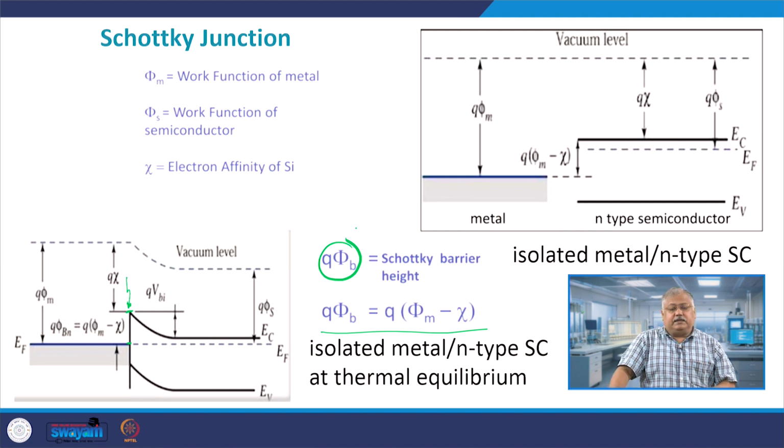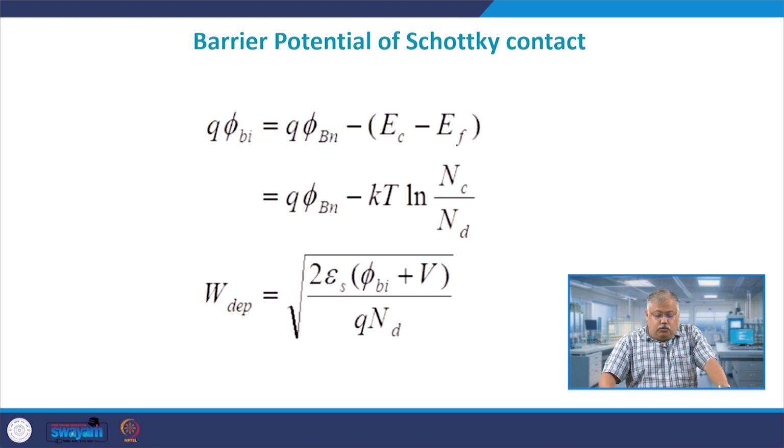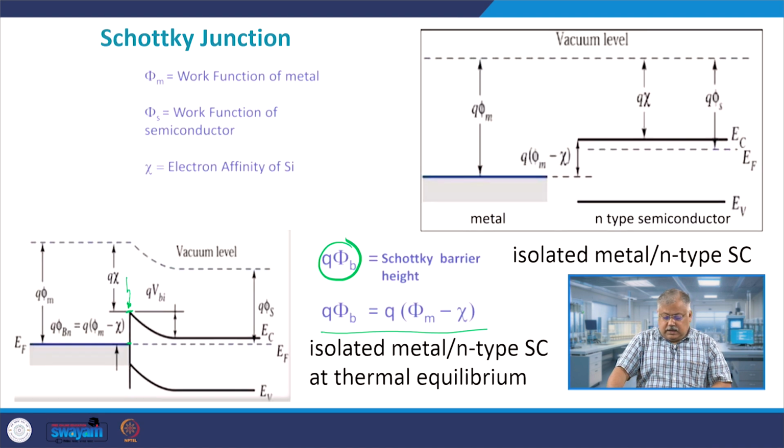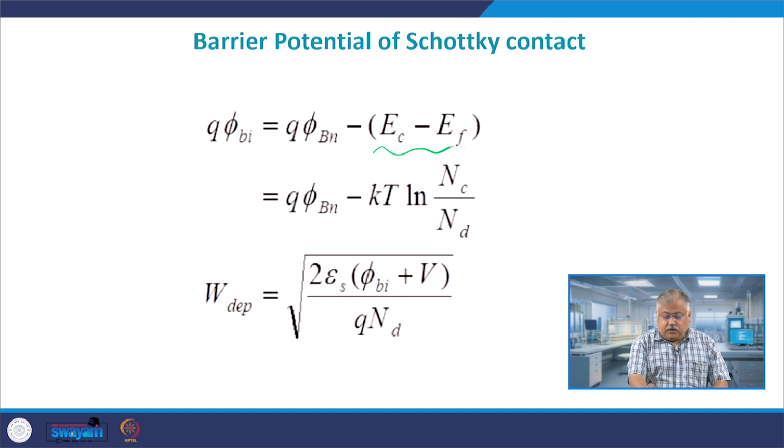So, this is the basic formulation of a Schottky junction, with isolated on the right hand side, and on the left hand side it is non isolated. If you look very carefully, if you go back to the previous graph, then EC minus EF. You see, the value of the built in potential is nothing but q phi Bn, the barrier potential, minus EC minus EF.